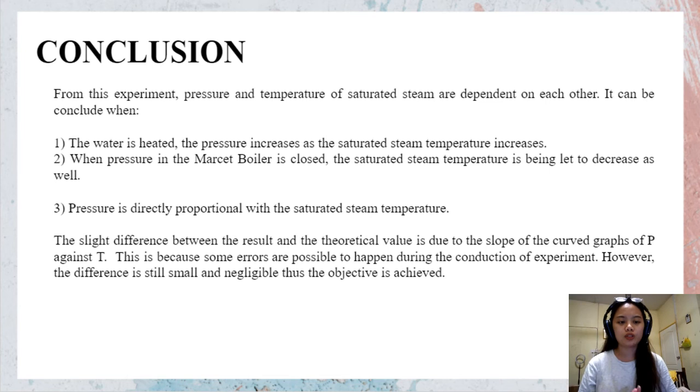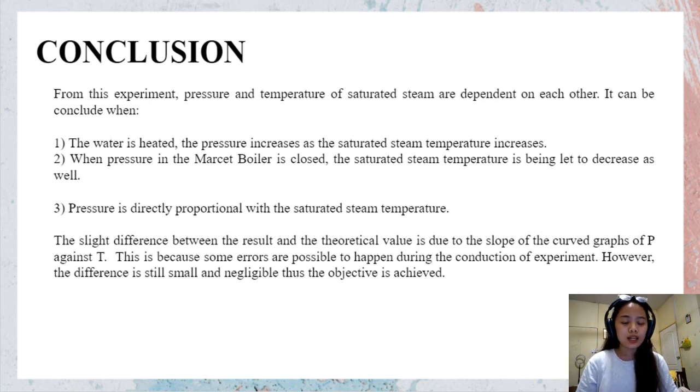So the conclusion is, from the experiment, the pressure and temperature of saturated steam are dependent on each other. It can be concluded that when the water is heated, the pressure increases as the saturated steam temperature increases. Secondly, when the pressure in the Marcet boiler is decreased, the saturated steam temperature decreases as well. Thirdly, pressure is directly proportional to the saturated steam temperature.